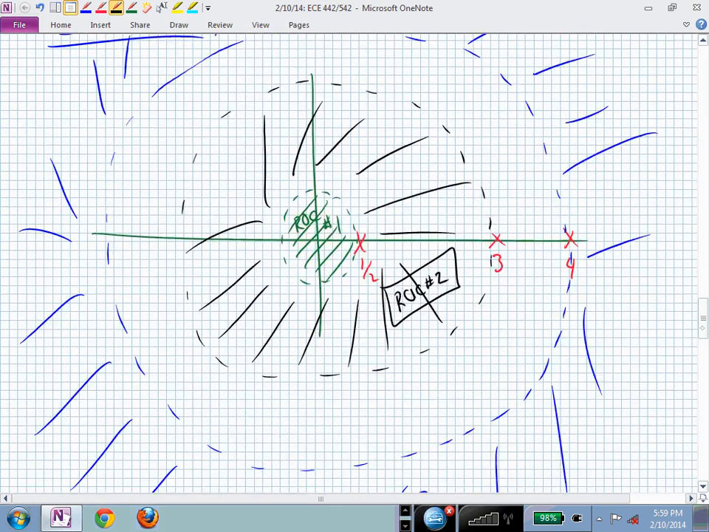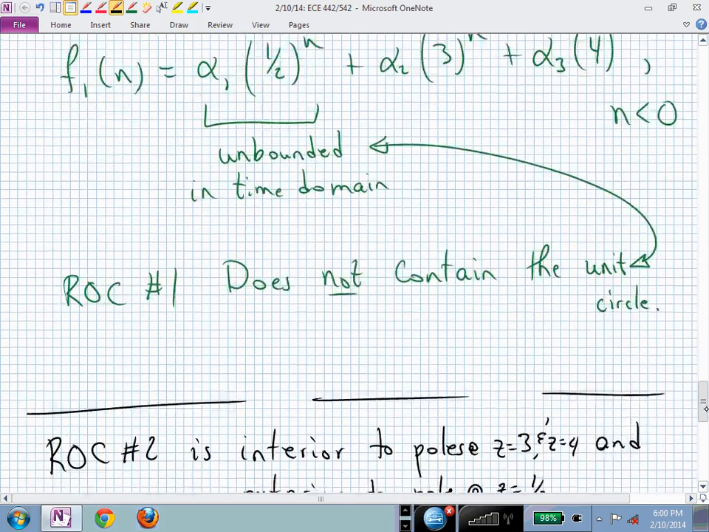So we have 3 different modes, don't we? We have a 1/2 to the n, we have a 3 to the n, and we have a 4 to the n. And relative to this region of convergence, modes 3 and 4 are in the same location relative to the region of convergence. So we could add those two up. The mode associated to 1/2 is by itself, and what time values of n, non-negative or negative, are associated with the mode at 1/2.